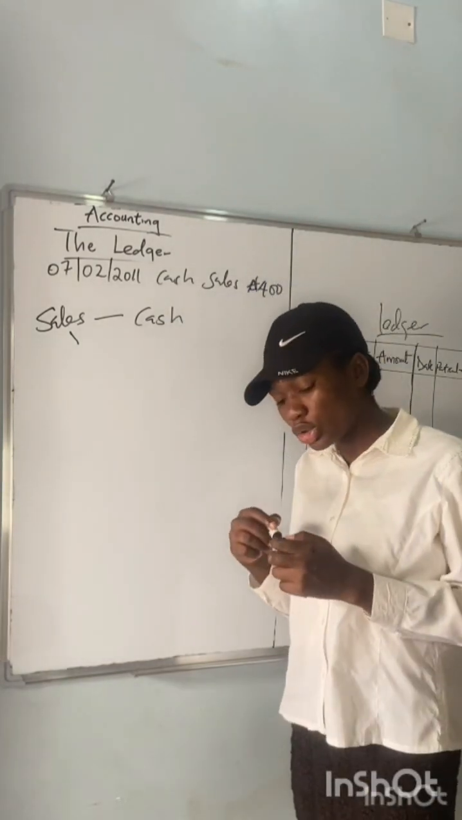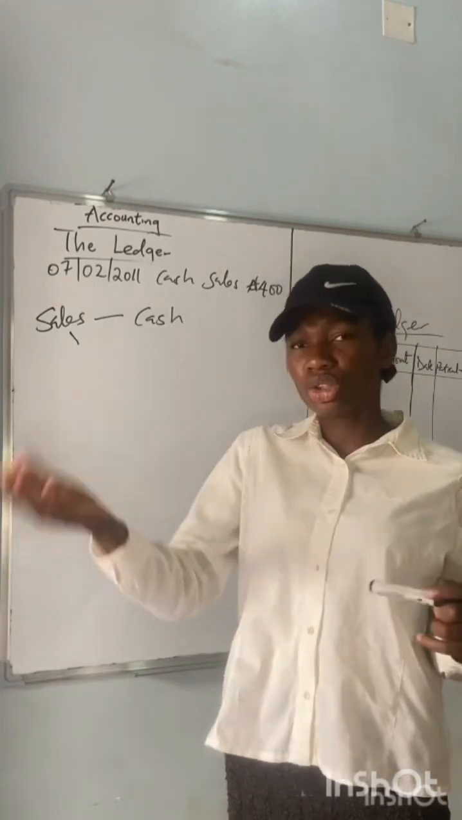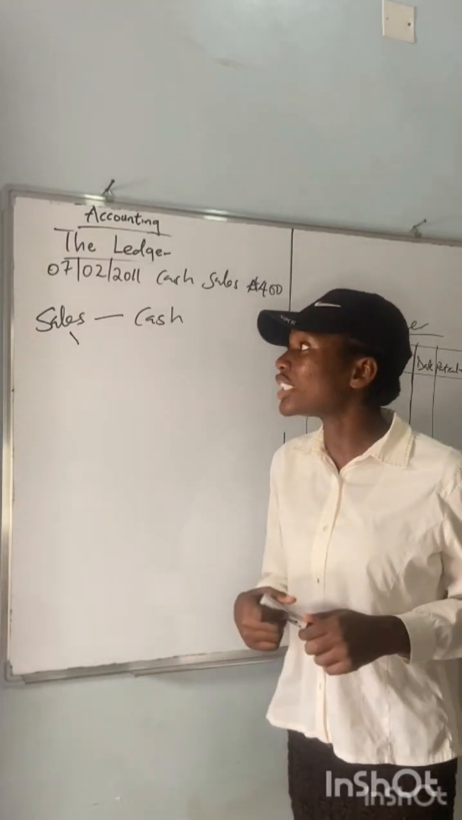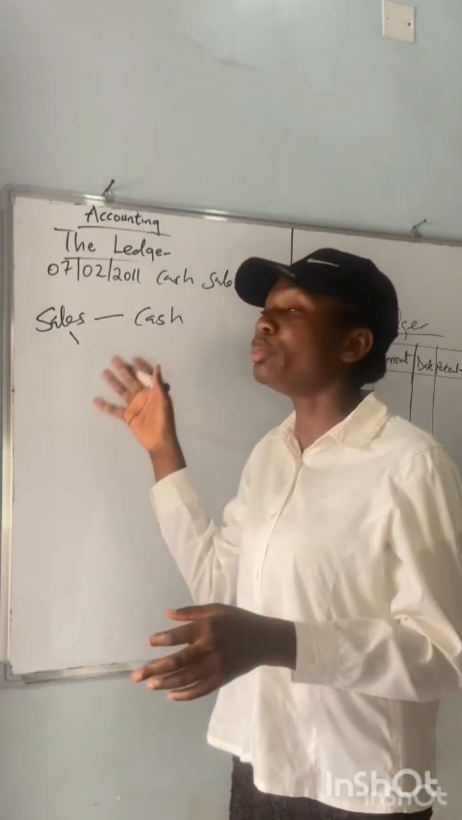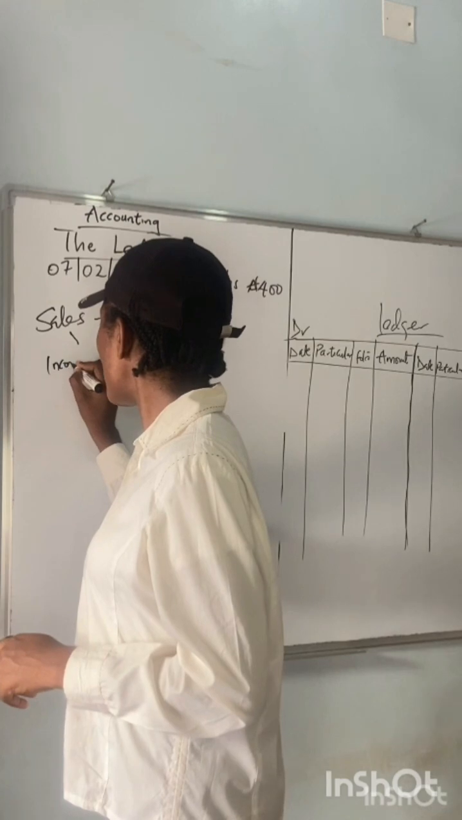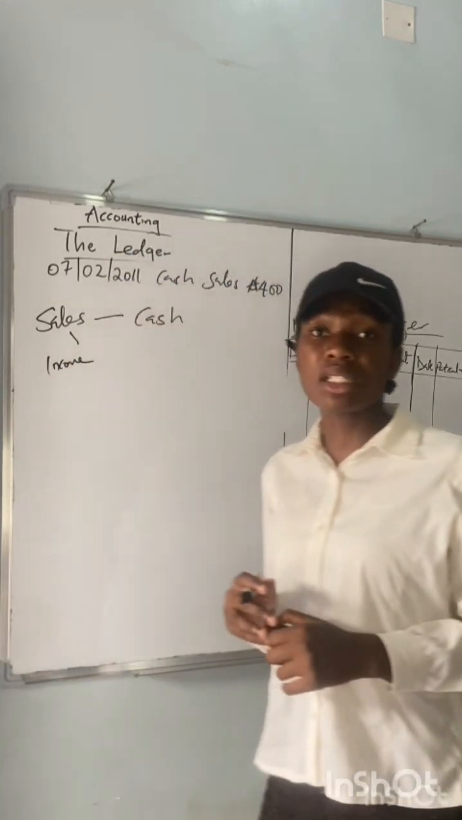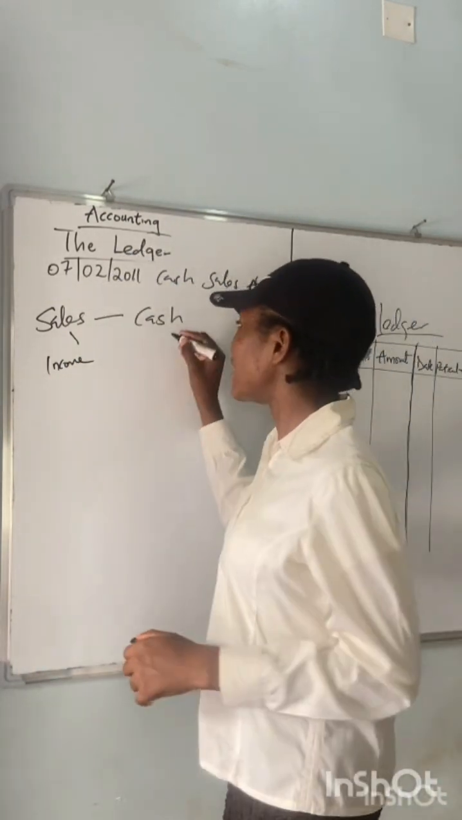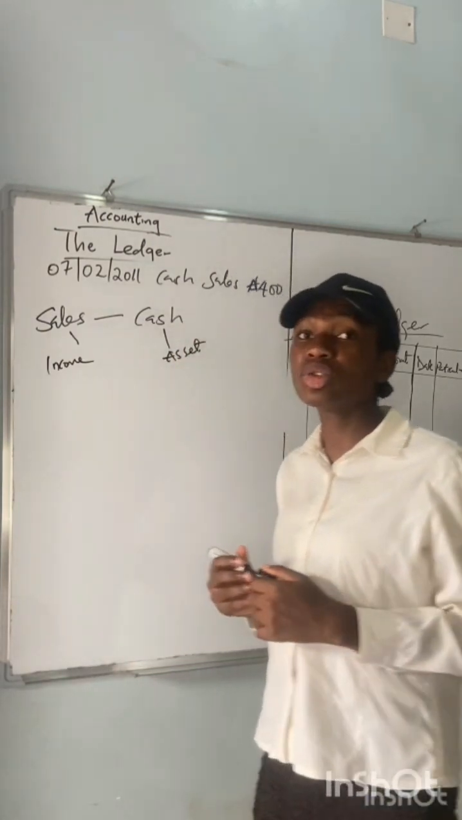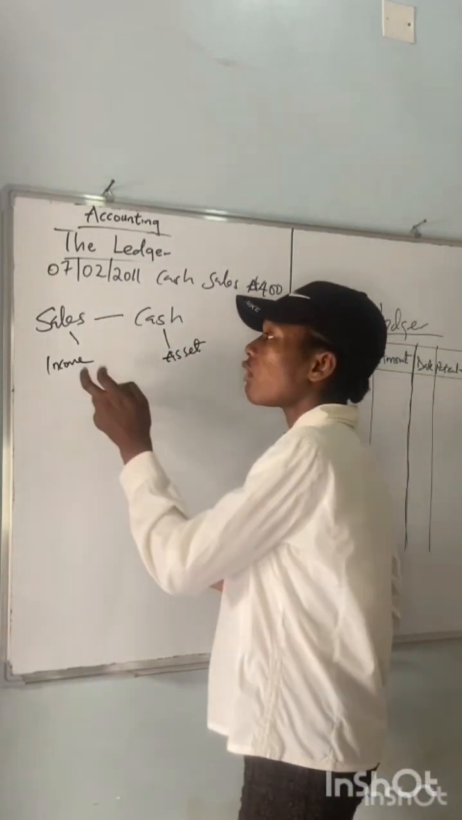The first thing we're going to be doing now is to identify what category, like I just did the categorization of accounts. What categories of account do sales belong in? Our sales belong in income, the source of income for the business. Sales belong in our income, and then cash belongs to assets. This is its category.